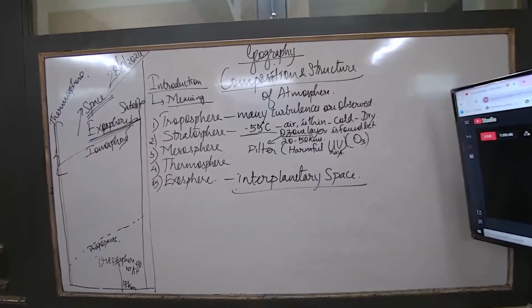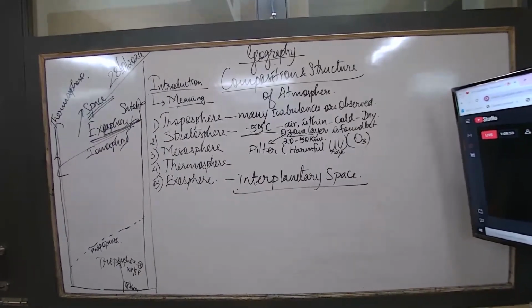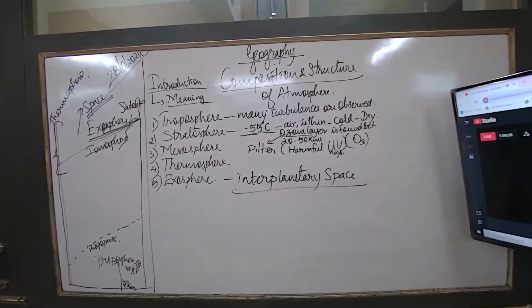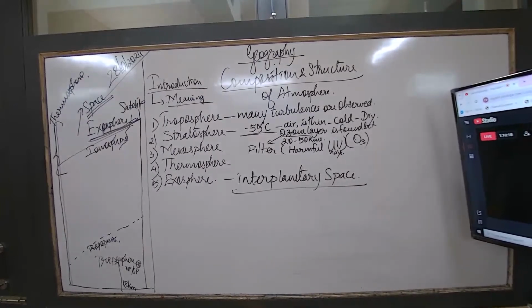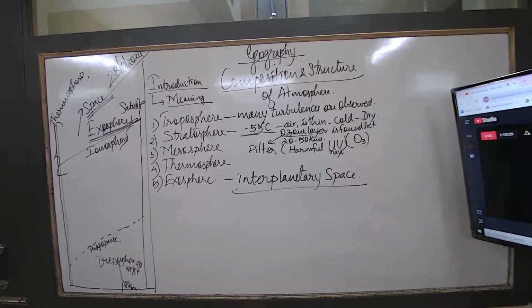Last point. Density is very low. Density in this layer is very low, and hydrogen and helium are the two main gases found.